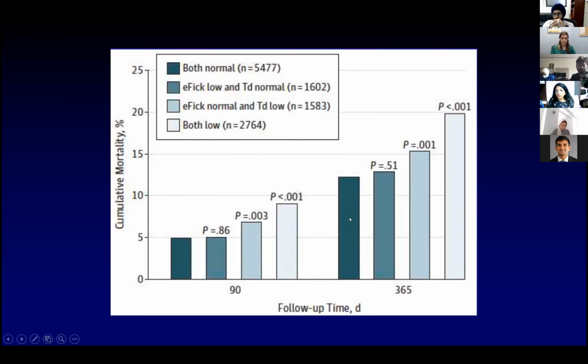So you can see at 1 year, if both are normal, you have the lowest mortality. If both are low, you have the highest mortality. But out of Fick and thermodilution, if your Fick is normal but your thermodilution is low, you have a worse mortality as opposed to the other way around.